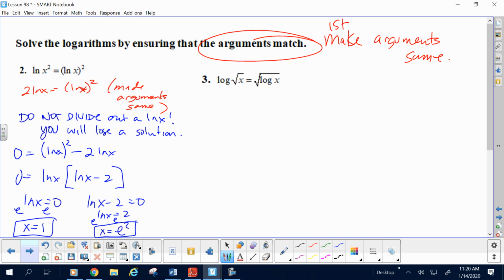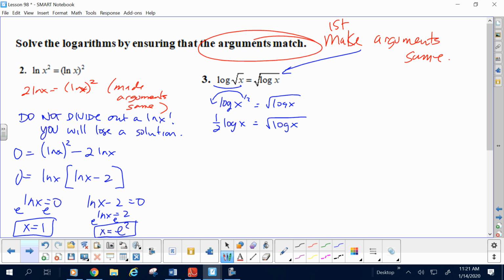Similar, but not quite the same, is this. Again, first thing you should do is make arguments the same. Right now, this is log of root x, and that's log of normal x. That's bad. We want them to be log of the same thing. So how do we change this back? Square root of x is x to the 1/2, and then move the 1/2 down. Now, are they the same argument or same thing inside the log? They're both log of normal old x.